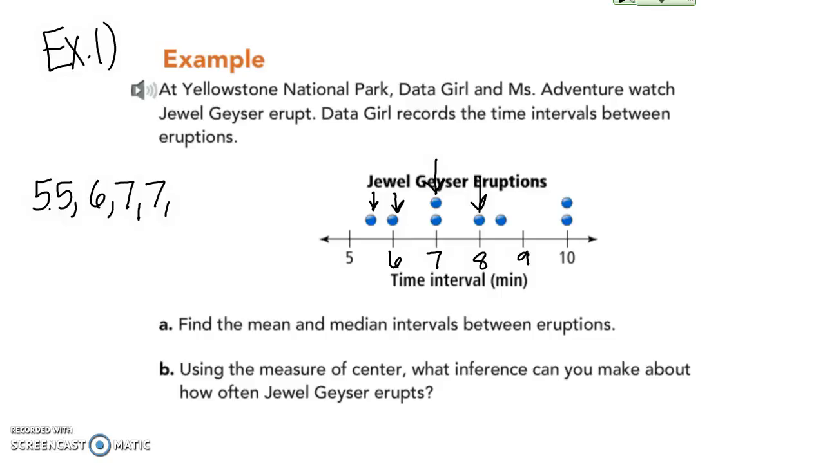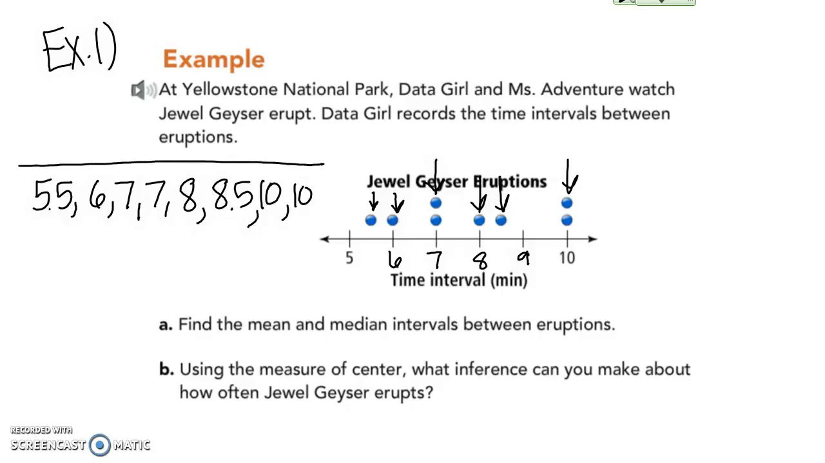Next, I have a dot at 8. Next, I have a dot halfway between 8 and 9. That would be 8.5. And then I have 2 dots at 10. So I'm going to list 10 twice. All right, make sure that your data set is exactly like mine. Right here, I have my data set.